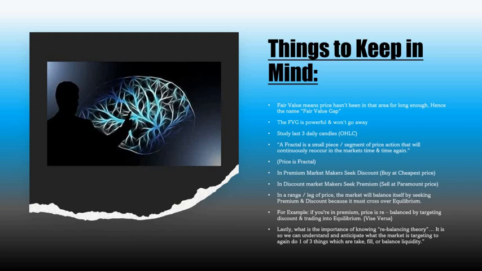A fractal is a small piece or a small segment of price action that will continuously reoccur in the market time and time again. So fractal means something that reoccurs in the market. A fractal is a piece of something in the market that reoccurs over and over again. Okay? So whenever you see a fair value gap that continues forming bullishly, so you can see BISIs forming over and over again. So again, a BISI, again a BISI, again a BISI. Or if you're bearish, again a SIBI, again a SIBI, a SIBI, a SIBI. Those small fractals, okay, those give us extra opportunities to take on trades.